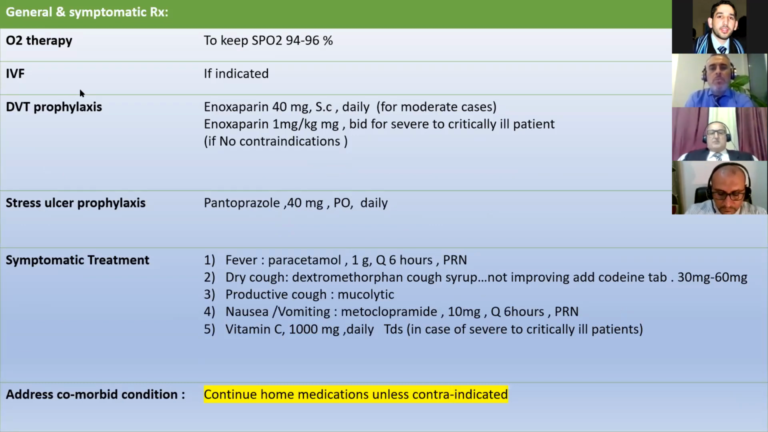For symptomatic treatment of fever, paracetamol is the drug of choice. We should avoid the use of non-steroidal anti-inflammatory drugs as much as possible. For dry cough, we use dextromethorphan, or codeine can be added. For productive cough, we can use a mucolytic. For nausea and vomiting, metoclopramide IV can be given. And for critical and severe cases, vitamin C should be added. What about the comorbid diseases, for hypertension, for diabetes, for dyslipidemia, or other chronic diseases? Case by case, all these medications should be personalized.